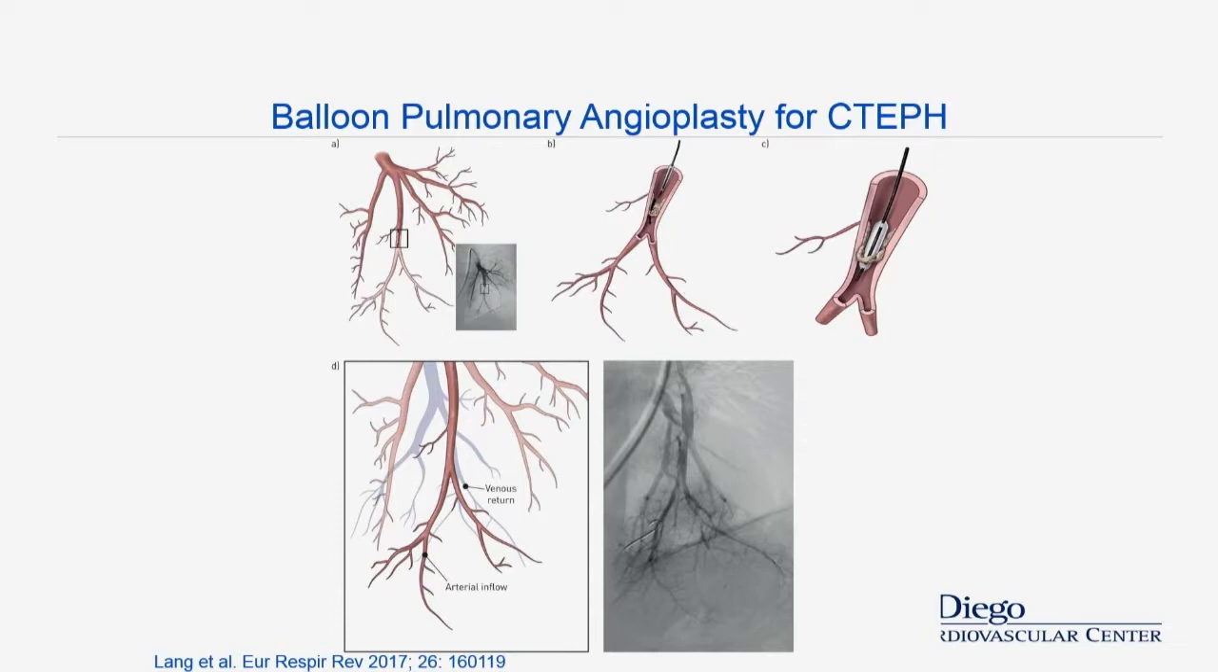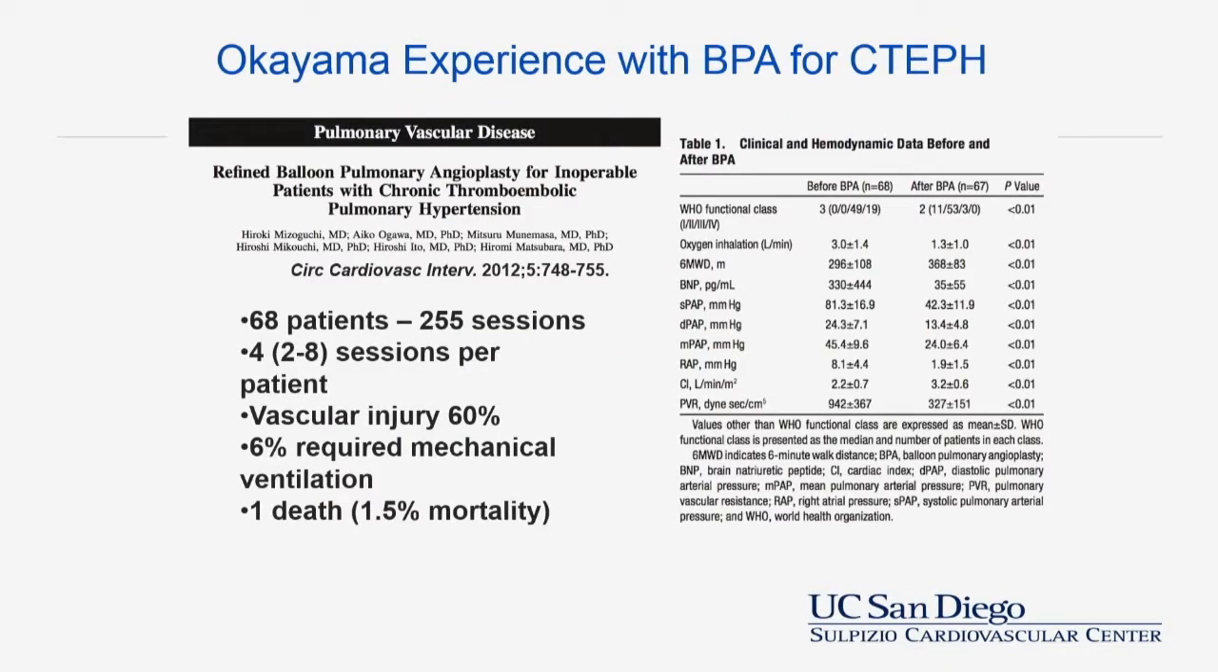When you get out into the relevant segment, inflate a balloon, doesn't really involve stenting, and subsequently you're able to restore flow, as I'll show you in a case. The first contemporary series was published from Okayama, Japan by a gentleman named Hiromi Matsubara, and he published these outcomes in Circ Cardiovascular Interventions in 2012. 68 patients, 255 sessions, and as you can see on the right side, pretty dramatic improvements in pulmonary artery pressures, PVR, and cardiac output went up.